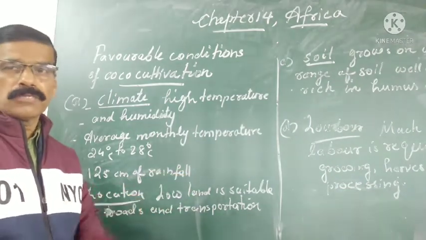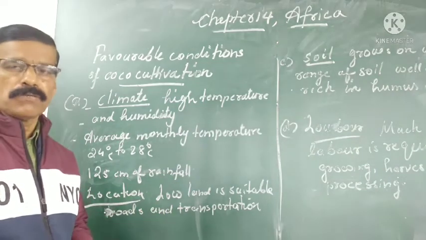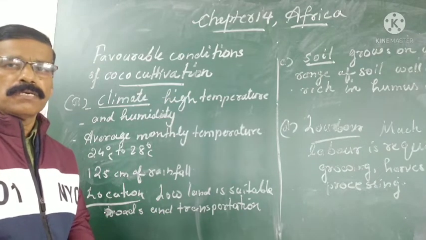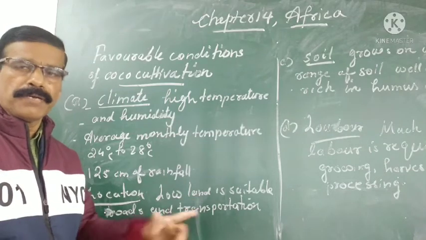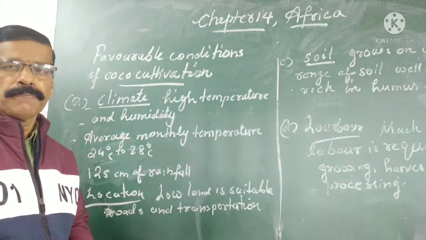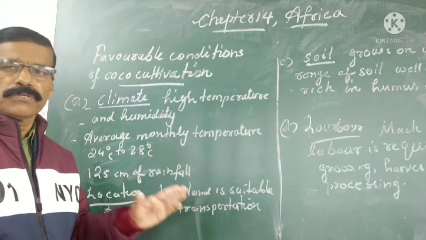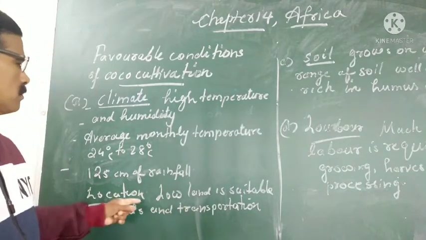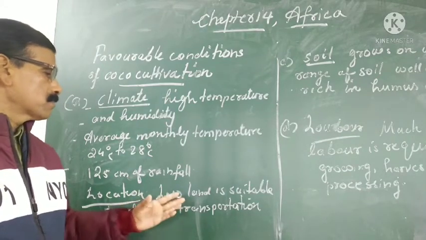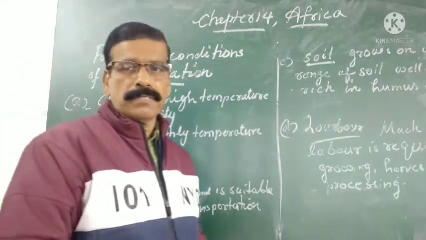the direct rays of the sun are not at all good for the cultivation of cocoa trees. That will affect them. So that is why, in between the rows of cocoa trees, banana trees are grown, and this helps prevent the direct rays of the sun, and at the same time it also checks the wind. Next is location, meaning the low-lying areas are best suited for the cultivation of cocoa trees, and there are roads and railway facilities.